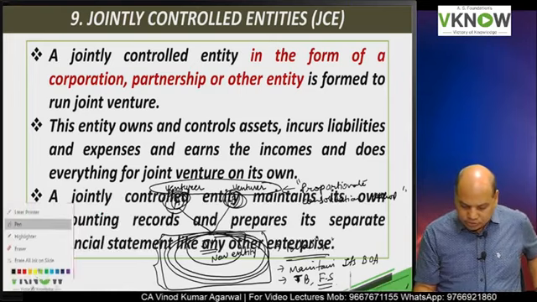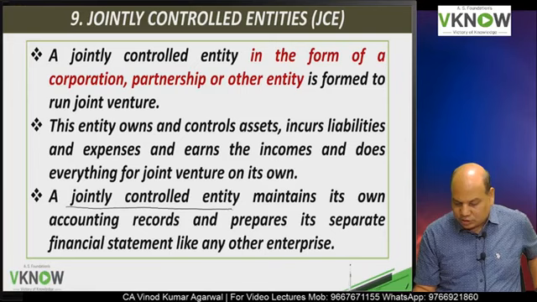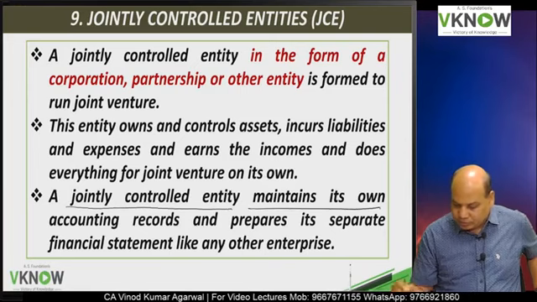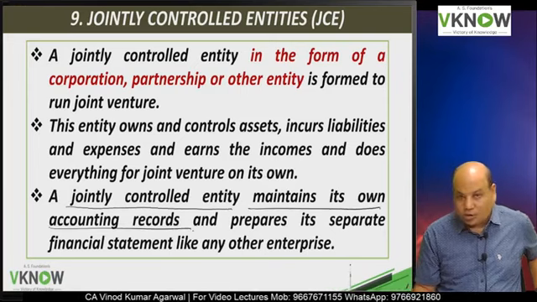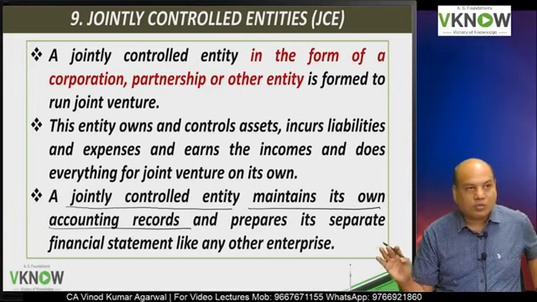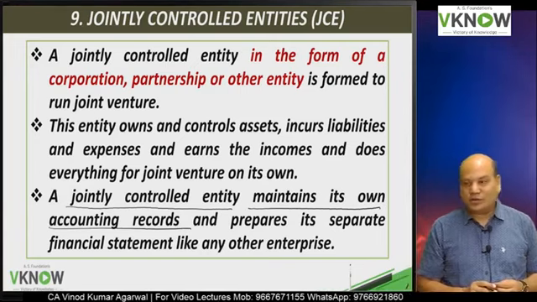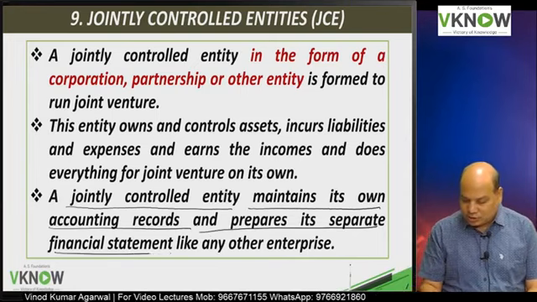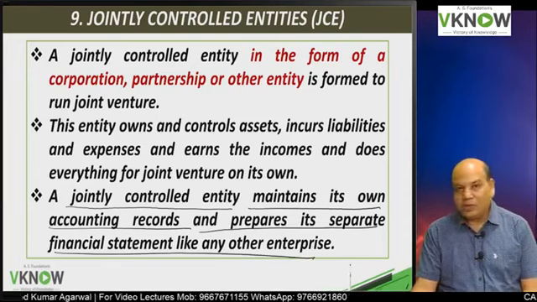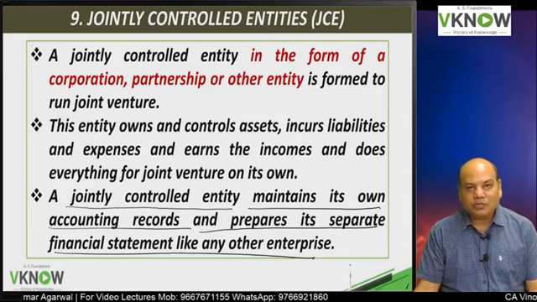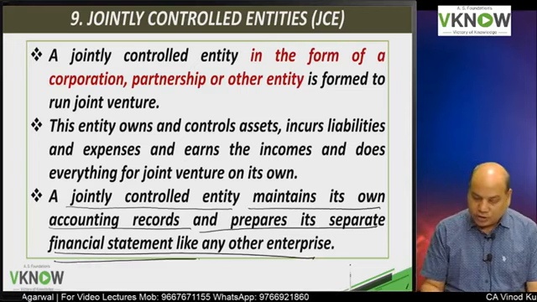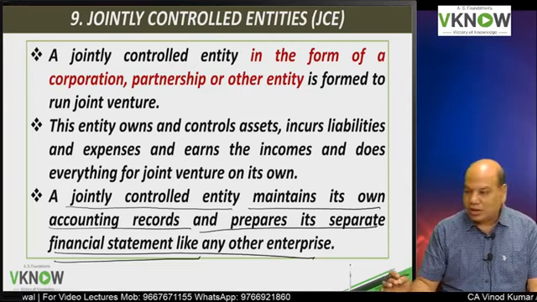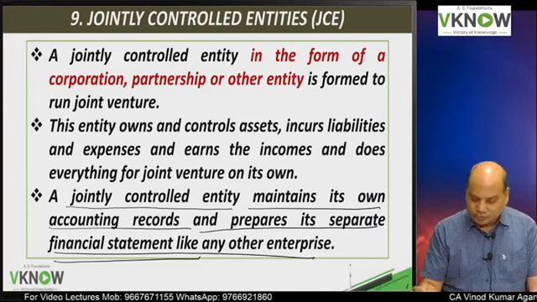Point number 3 on the screen: a jointly controlled entity maintains its own accounting record. So it will have all the accounting records that are required: cash book, day book, purchase day book, sale day book, journal. It will prepare its own trial balance.